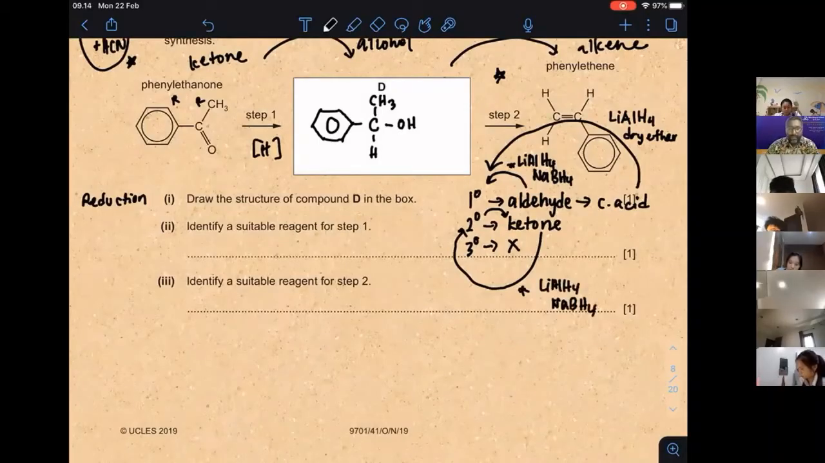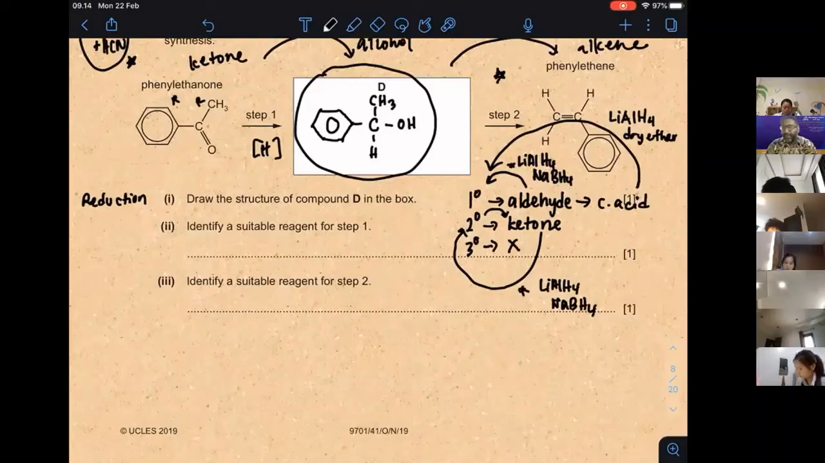So here, when they say identify the reagents, and before that, when they are asking me to write down the structure, draw the structure, they didn't specify what kind of structure, displayed formula or structural formula. So when they don't specify, anything will do. Even if you draw like this, it is also fine.